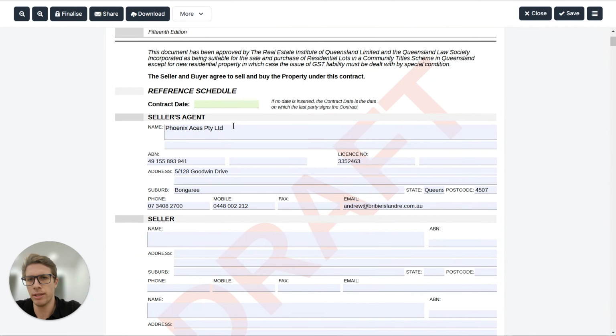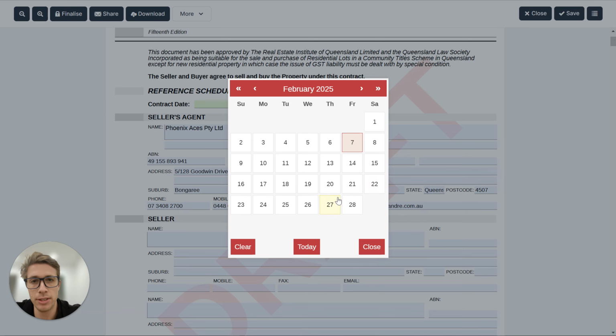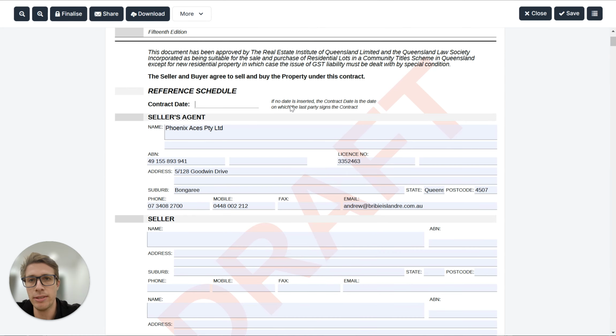So with the contract, when you do receive it, it doesn't have the date on it. You'll notice that this section here where it says contract date, this is the very last thing that is filled out on it. So this is going to be blank when you receive it. This gets filled out once everyone has signed it and the agent gets it back. They then put the date in there, and then it gets sent off to the solicitors.